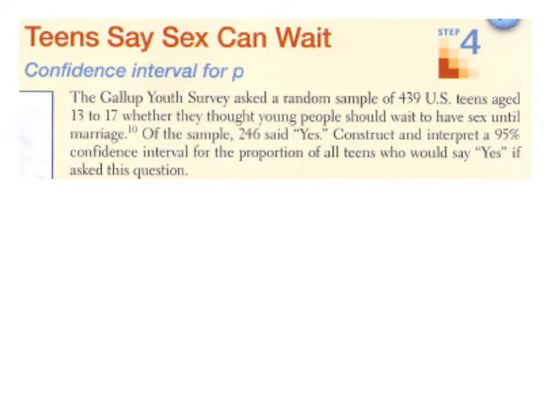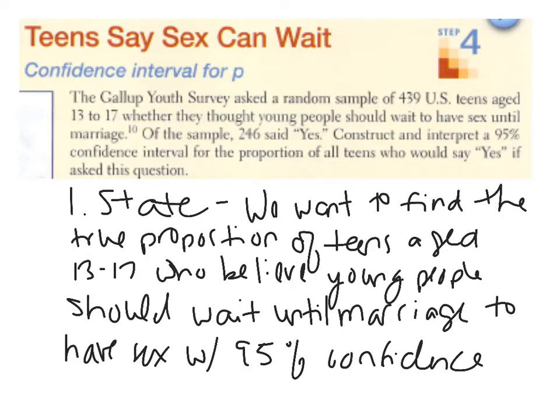Construct and interpret a 95% confidence interval for the proportion of all teens who would say yes if asked this question. So step 1 was our statement, right? What we're stating here is that we want to find the true proportion of teens aged 13 to 17, with all the context in the problem, whether young people should wait until marriage to have sex, with 95% confidence. I need to state that.